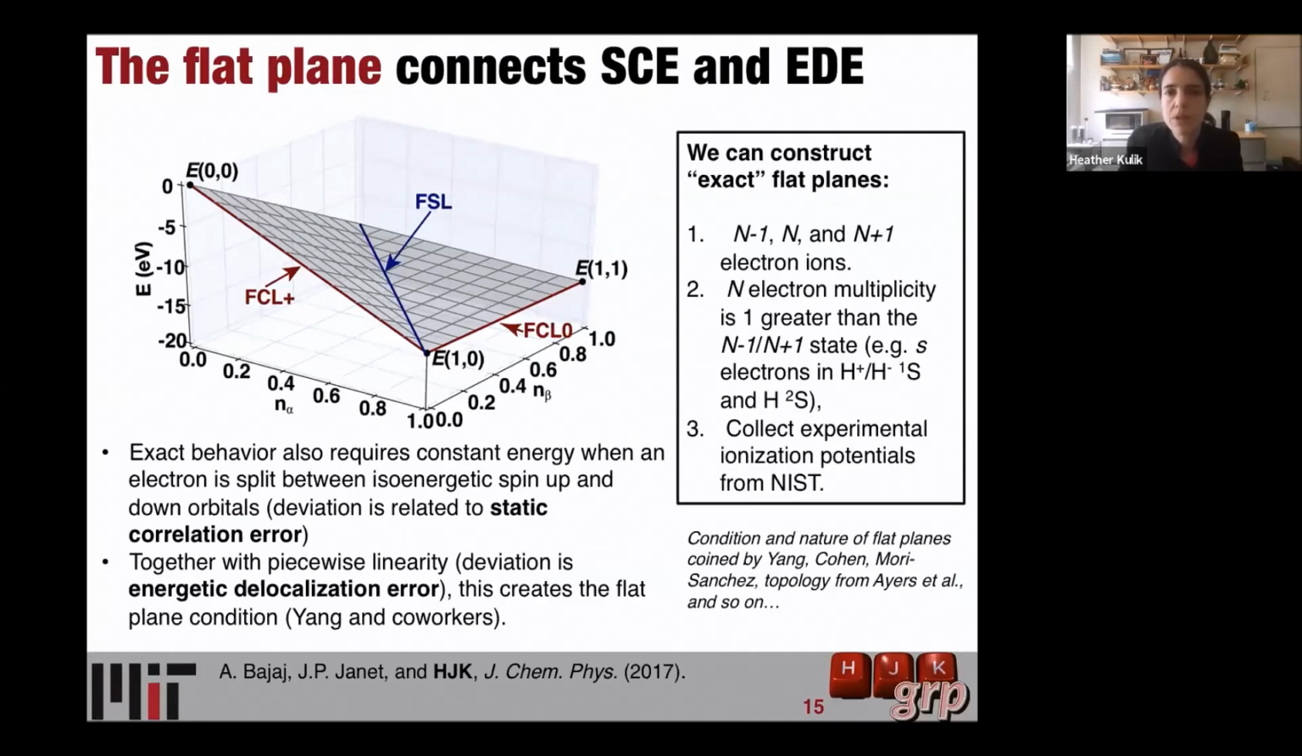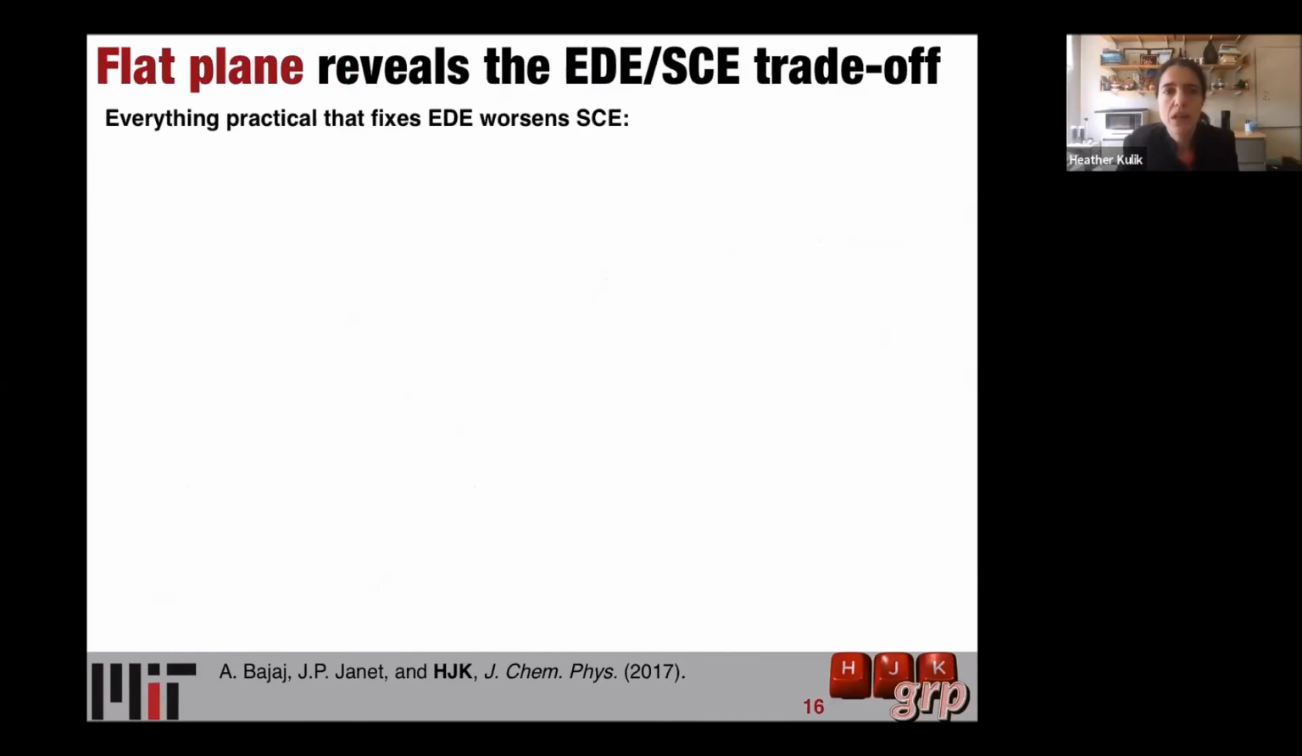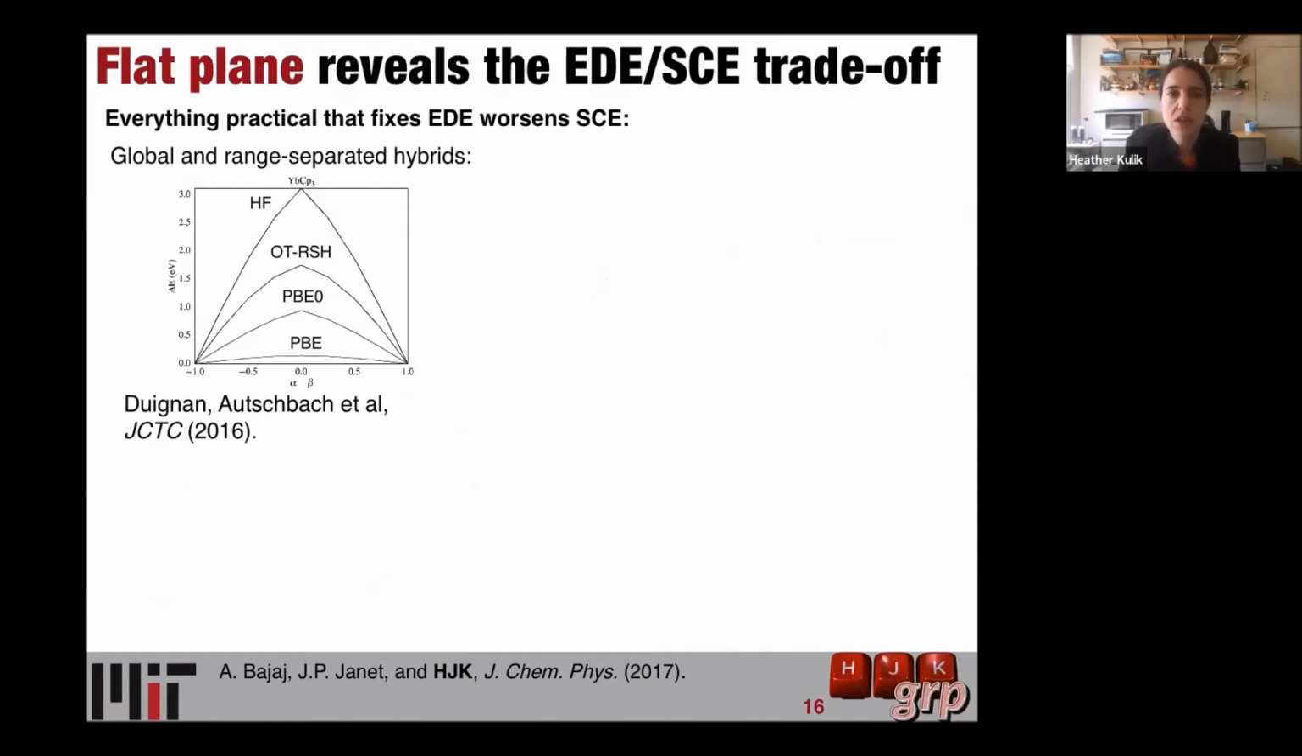So this creates the flat plane condition. And what's helpful is for ions, as I mentioned, you can look up IP and EA from a table, so you can actually construct exact experimental flat planes, and you can know exactly what the right answer should be across all of these different combinations, where each point in this plane is a combination of spin up and spin down electron occupations. And so the key thing, if you're not used to thinking about the flat plane, is that everything that improves electron delocalization error worsens static correlation error. So this is what I was mentioning before.